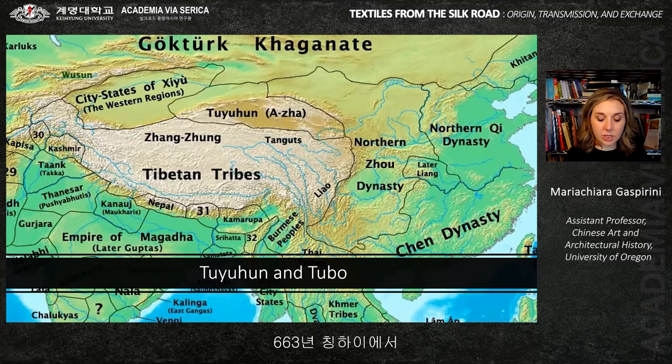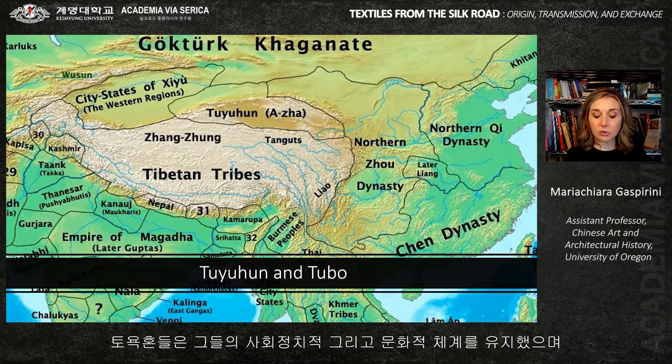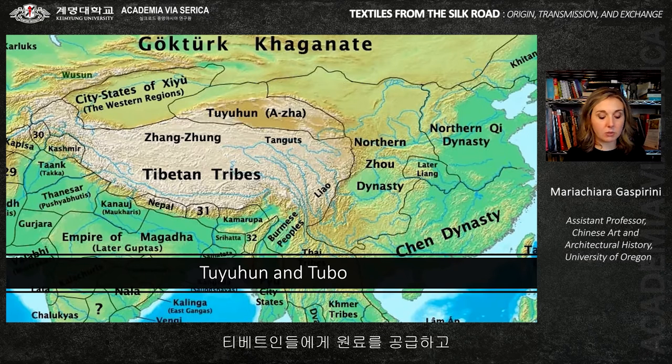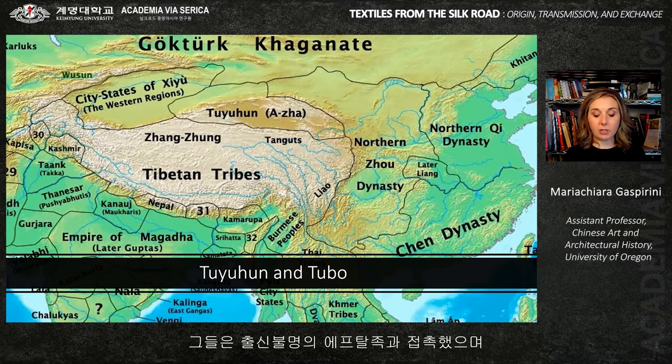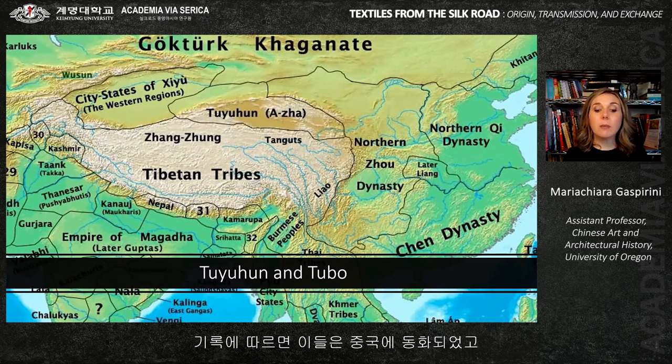In Qinghai in 663, the Tibetans had absorbed the local Tuyuhun of Proto-Mongolian origin that had migrated into the area around the 4th century. But even under the Tibetan rulers, the Tuyuhun continued to use their socio-political and cultural systems and presented tributes to the Tibetans, supplying them with material and paying taxes. They were in contact with the Hephthalites, another group of people of unknown origin who at the time dominated Central Asia, and acted as their translators in China. Historical records demonstrate, in fact, a certain level of Chinese acculturation and use of the Chinese writing system.